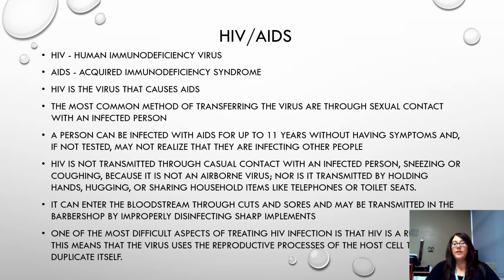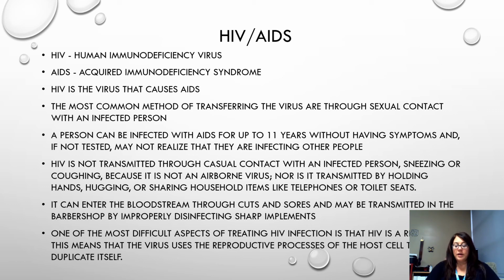A person can be infected with HIV for up to 11 years without having symptoms, and if not tested, may not realize that they are infecting other people. HIV is not transmitted through casual contact with an infected person, sneezing or coughing, because it is not an airborne virus, nor is it transmitted by holding hands, hugging, or sharing household items like telephones or toilet seats.